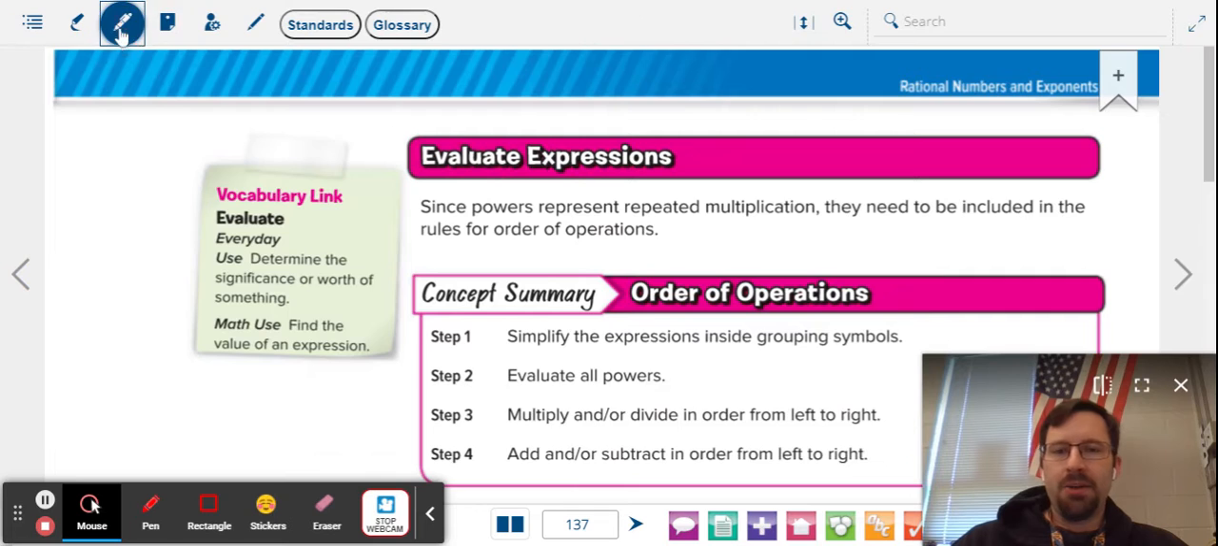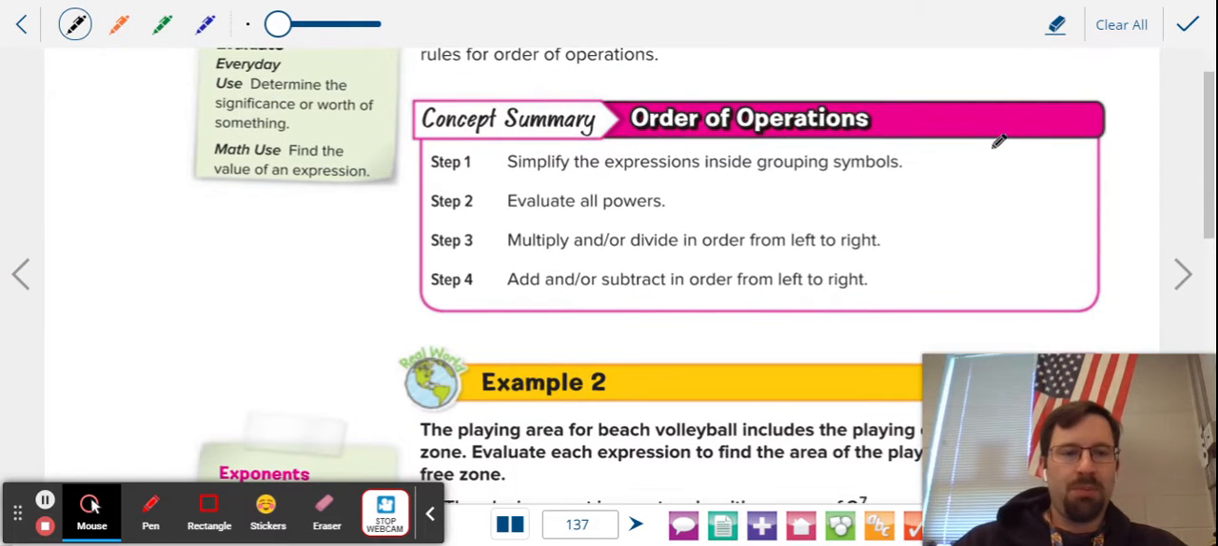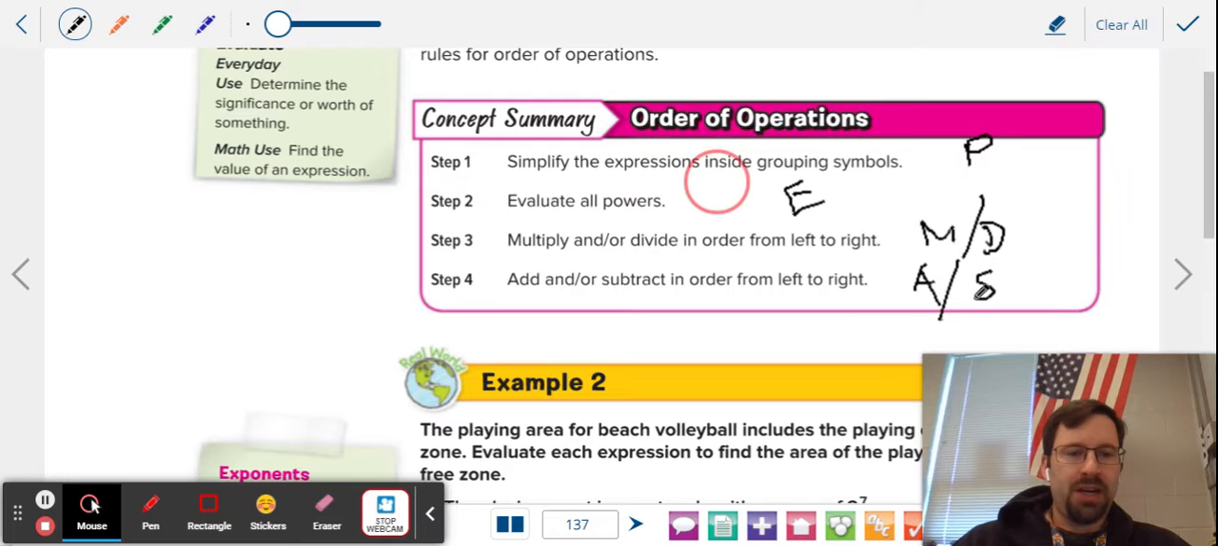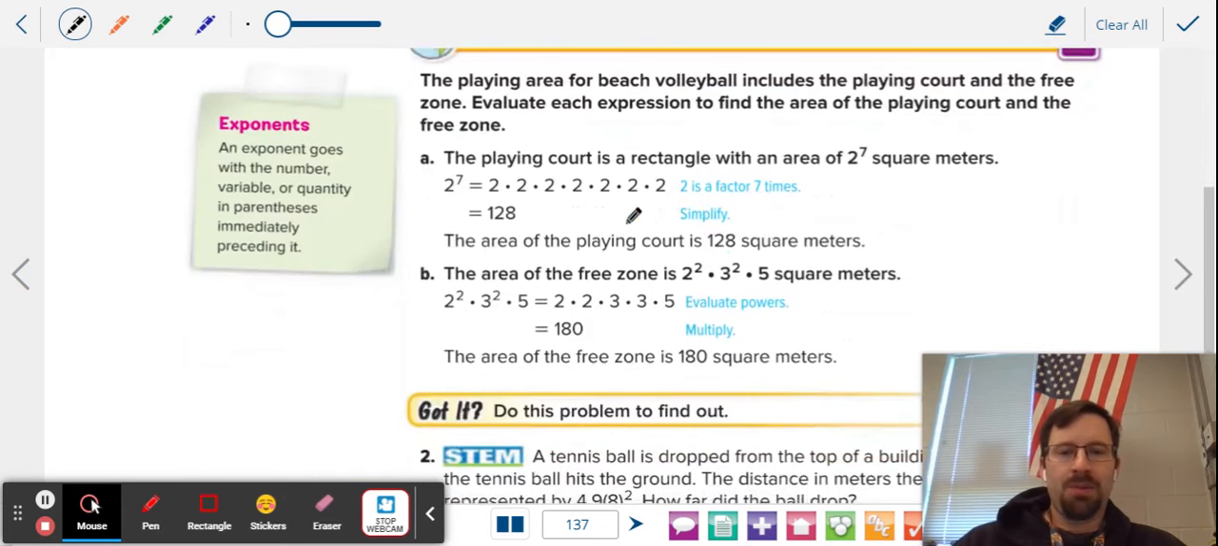Now, when we actually evaluate these, remember your order of operations. Step 1, please, your grouping symbols or your parentheses come first. Then exponents or powers come second. Then you multiply or divide, whatever comes first in the problem. And then step 4 is to either add or subtract. Okay, it doesn't matter which of those two it is, whatever comes first, left to right in the problem.